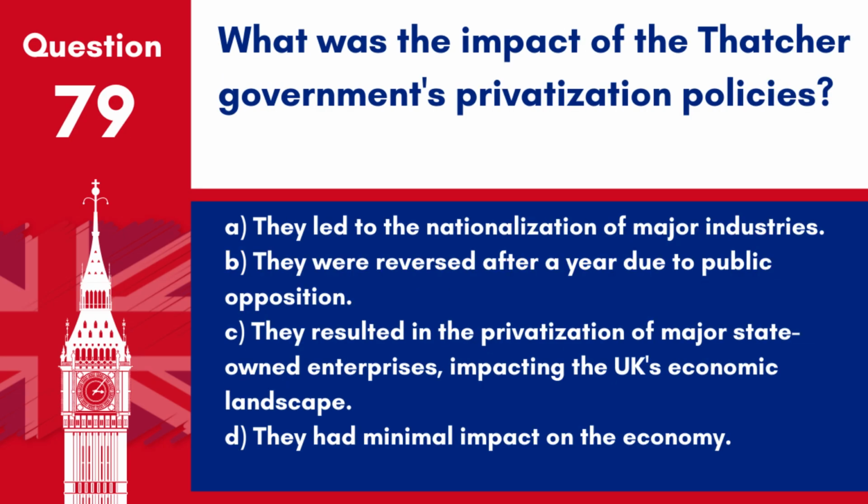Question 79. What was the impact of the Thatcher government's privatization policies? A. They led to the nationalization of major industries. B. They were reversed after a year due to public opposition. C. They resulted in the privatization of major state-owned enterprises, impacting the UK's economic landscape. D. They had minimal impact on the economy.